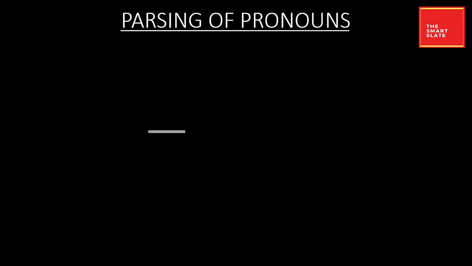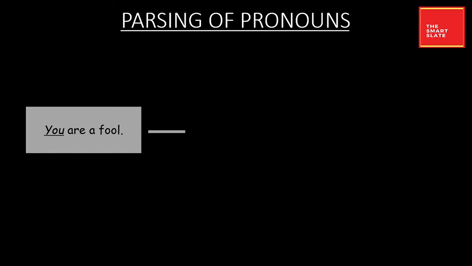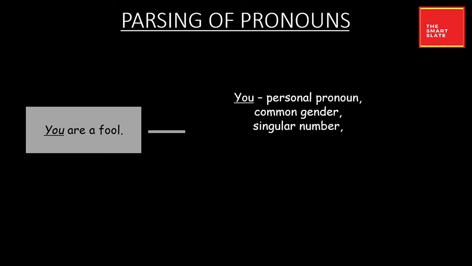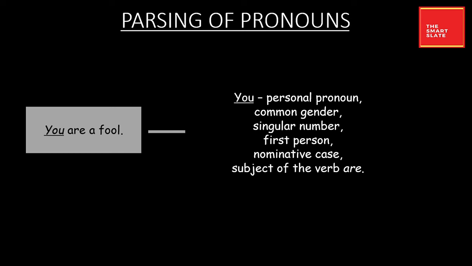Next is pronouns. You must know the types of pronouns, types of nouns, types of verbs, adverbs, and all these topics are covered already. You can check out the playlist. You are a fool. So we know you is the pronoun here. It's a personal pronoun, common gender, singular in number. It is the second person, it is the subject. So it is a nominative case. Subject of the verb are.